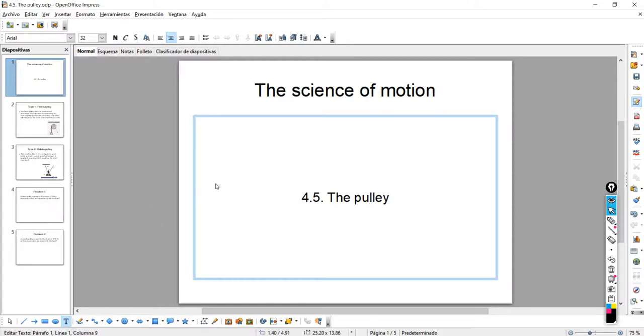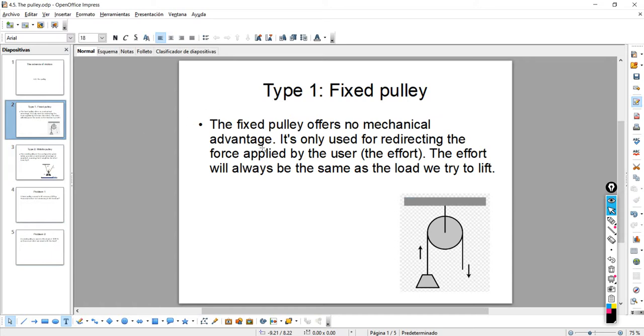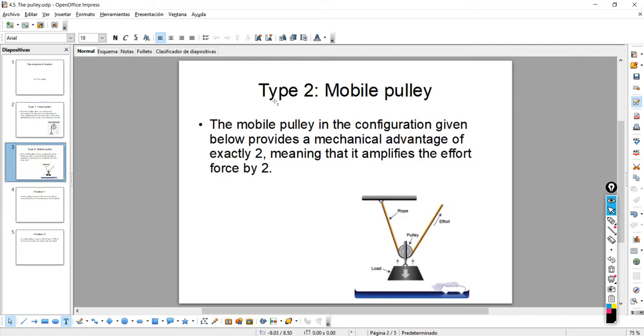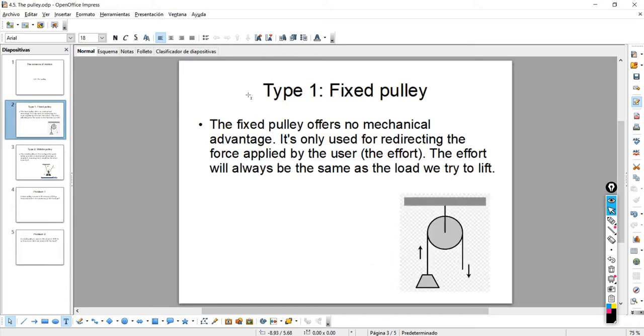Hello class, welcome to the penultimate subtopic for stage 4, which is the pulley, la polea. This is going to be a very short lesson. You're going to see why. Basically, guys, we will investigate two types of pulleys: type 1, which is a fixed pulley, which looks like this, and type 2, which is a mobile pulley, which looks like this. And that's all we're going to analyze.